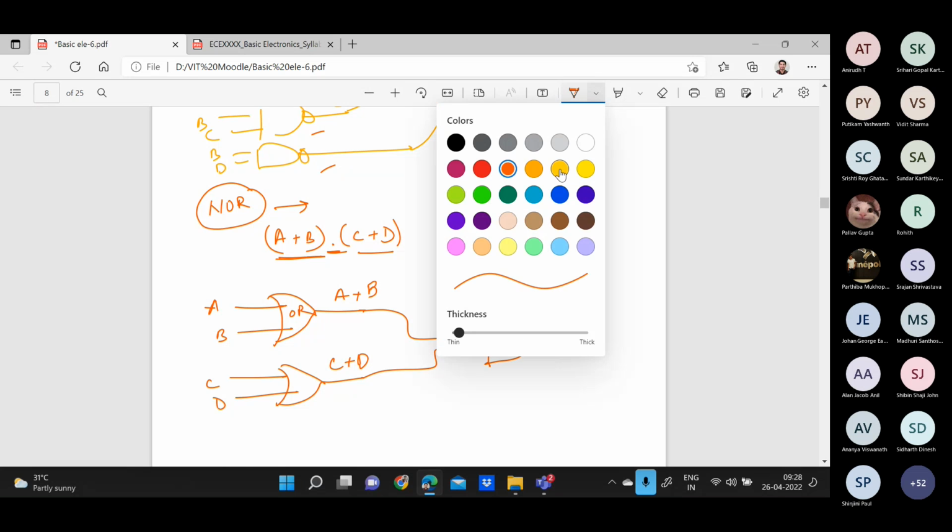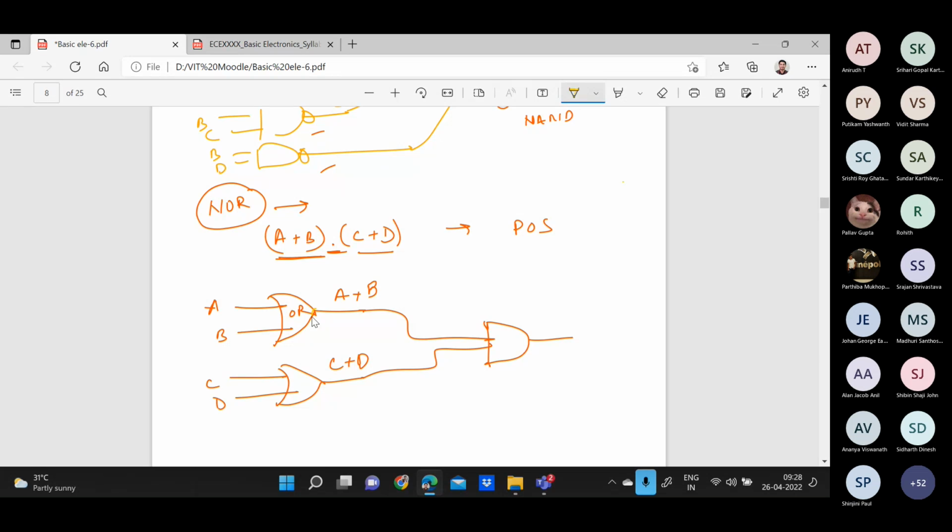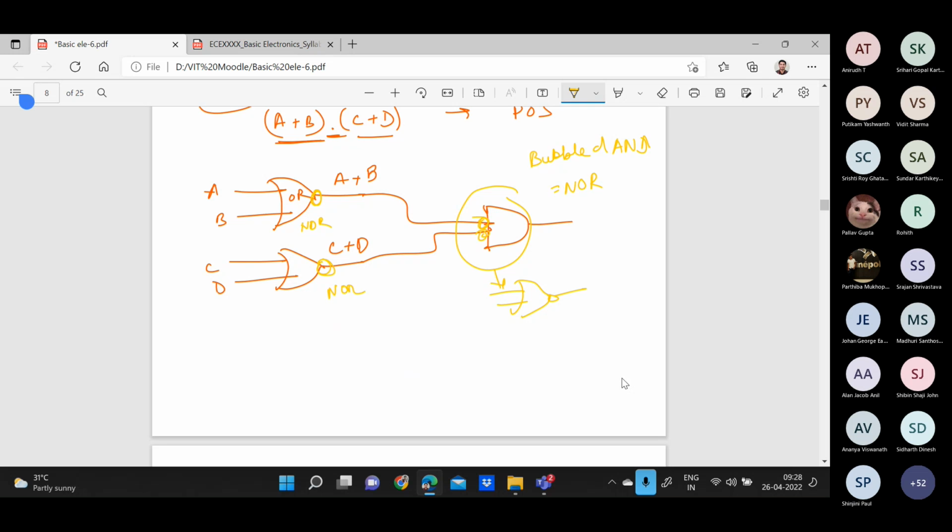Now, as we have done in the NAND gate, you have to make the bubbles. One bubble here, one bubble here, one bubble here, one bubble, complement. Here one bubble, here one bubble, here one bubble, here one bubble. So you can see this is a NOR gate, this is also a NOR, and this is a bubbled AND gate. A bubbled AND gate is equivalent to a NOR. So this can again be drawn like this. So this is NOR logic.